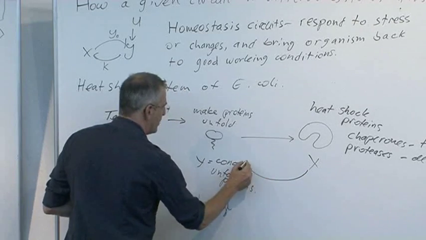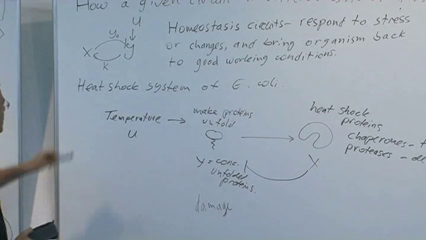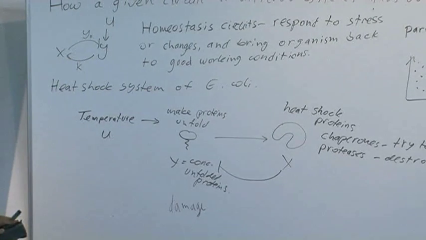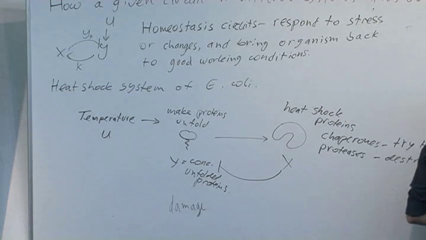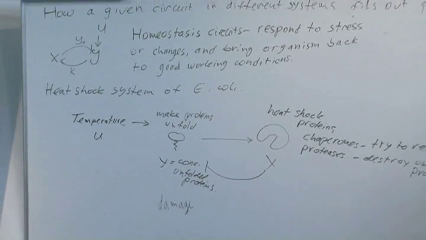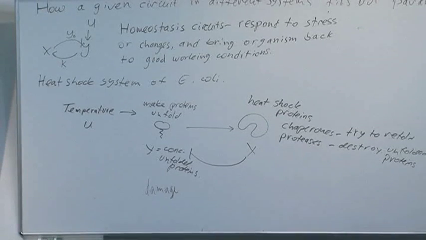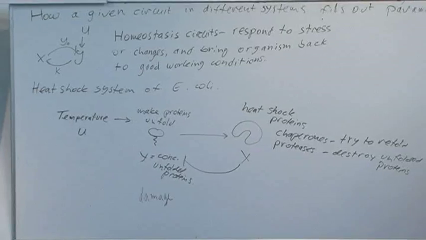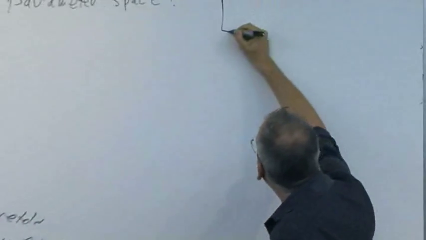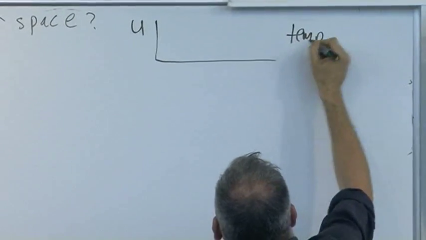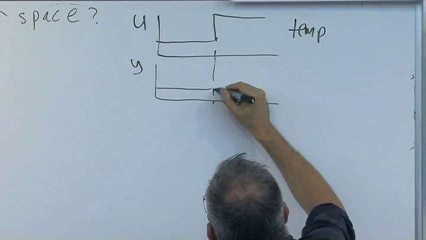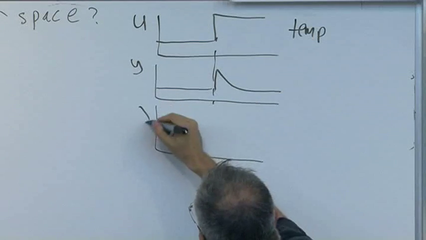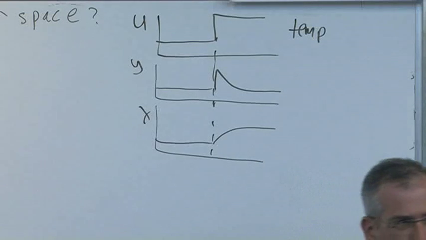And the X acts to decrease these unfolded proteins. So that's this circuit here. And now I'm going to write down the equations. I'm using this to talk about parameter space. The dynamics we're going to see soon is, if this is temperature, we have a step of temperature. Unfolded proteins are going to do this, and the heat shock system is going to rise.